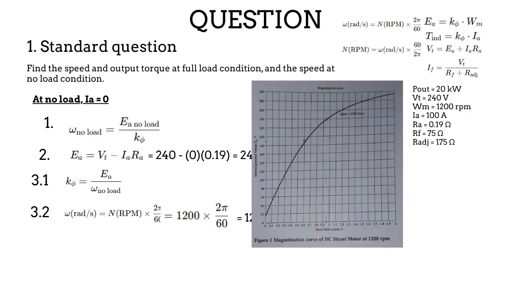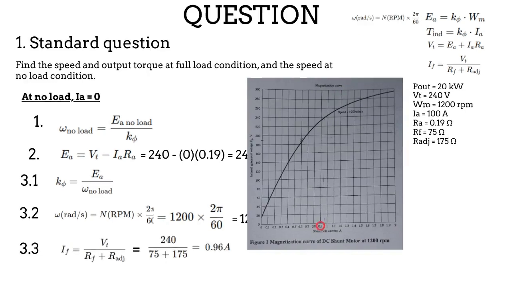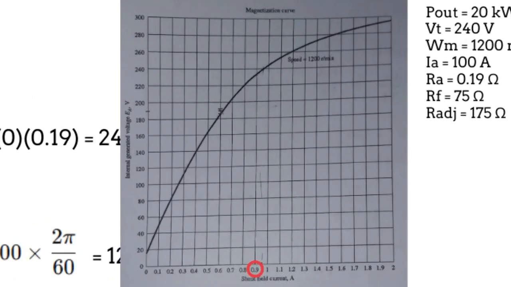Next, we need to find EA from the table. The EA from the table can only be used to find K flux. From the table, we need IF to find EA. The equation for IF is this. In this table, the value for EA is 240 because the IF is 0.96.